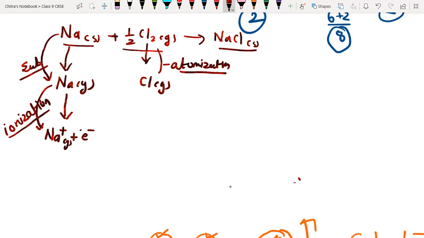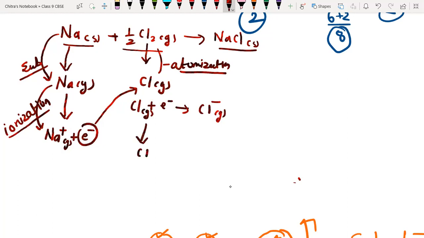Now that electron, chlorine is going to accept, because chlorine is a non-metal. And why is it a non-metal? Because it is going to accept an electron. Yes, valency, sir. So chlorine is going to accept that electron and will form a chlorine negative ion, a chlorine negative ion in gaseous state. So now here we have a sodium positive ion in gaseous form and a chlorine negative ion in gaseous form.